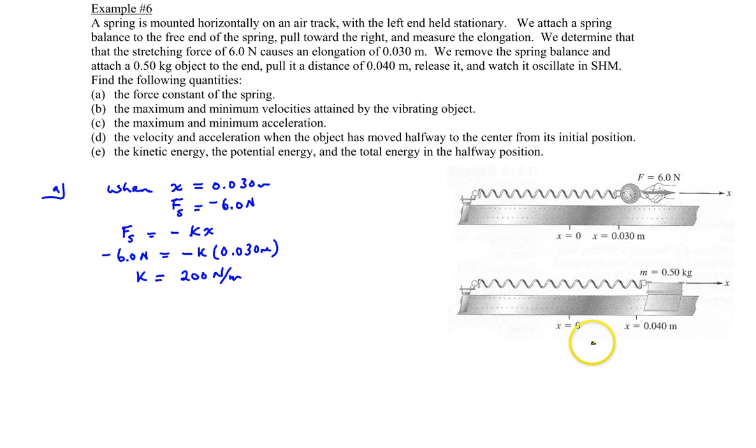Okay, the next question is asking for the maximum and minimum velocities attained by the vibrating object. So when this oscillates back and forth, we want to know when it is going the fastest. Hopefully you realize that the object is going to be the fastest when all of the spring potential energy stored at the endpoints is converted into kinetic energy, and no longer any of that energy is spring potential energy. So we're going to use an energy approach.